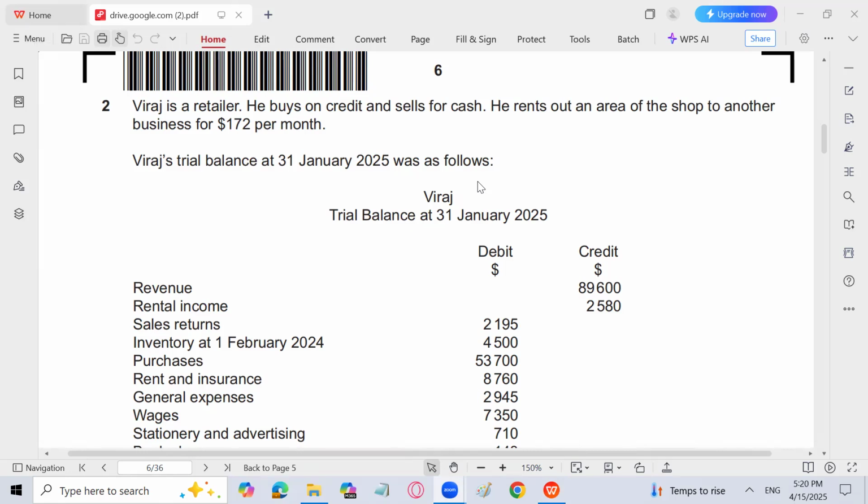We are going to solve a question from February-March 2022, question number 2. That is from final accounts of a sole trader. The topic is final accounts of a sole trader.